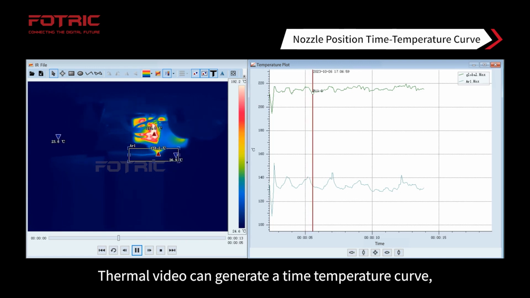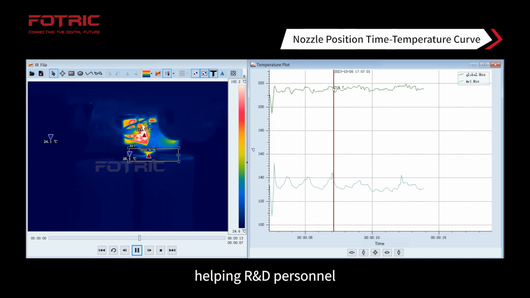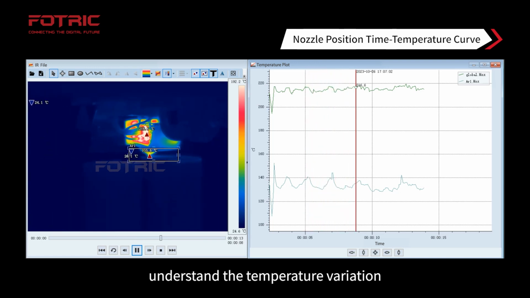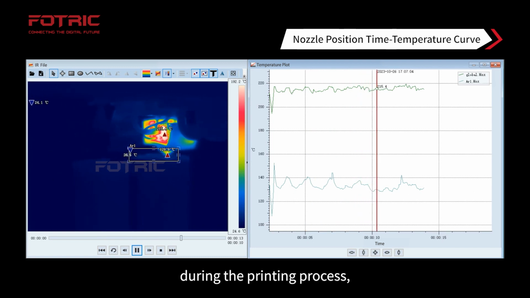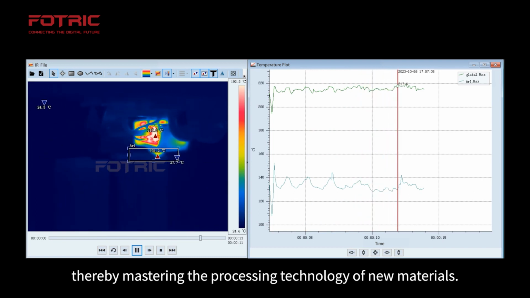Thermal video can generate a time temperature curve, helping R&D personnel understand the temperature variation during the printing process, thereby mastering the processing technology of new materials.